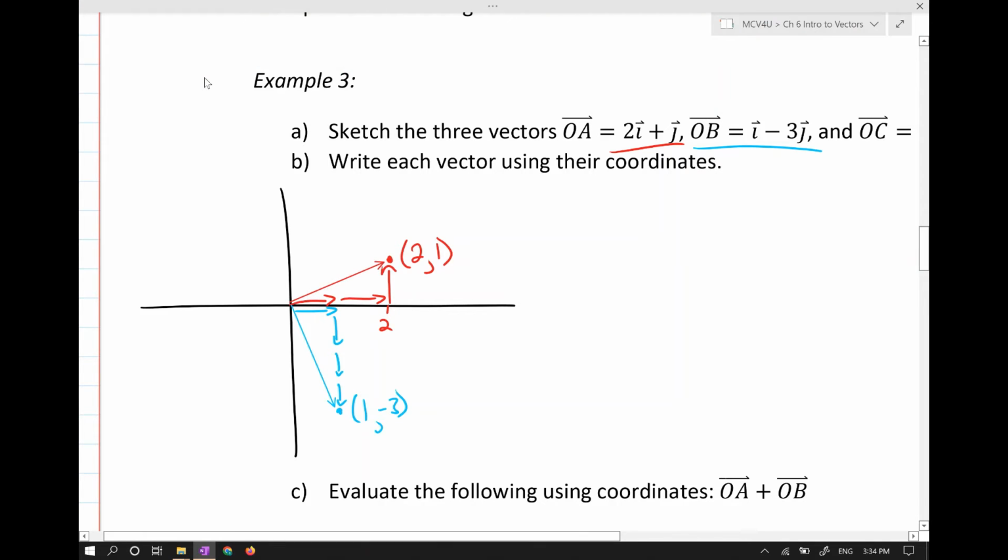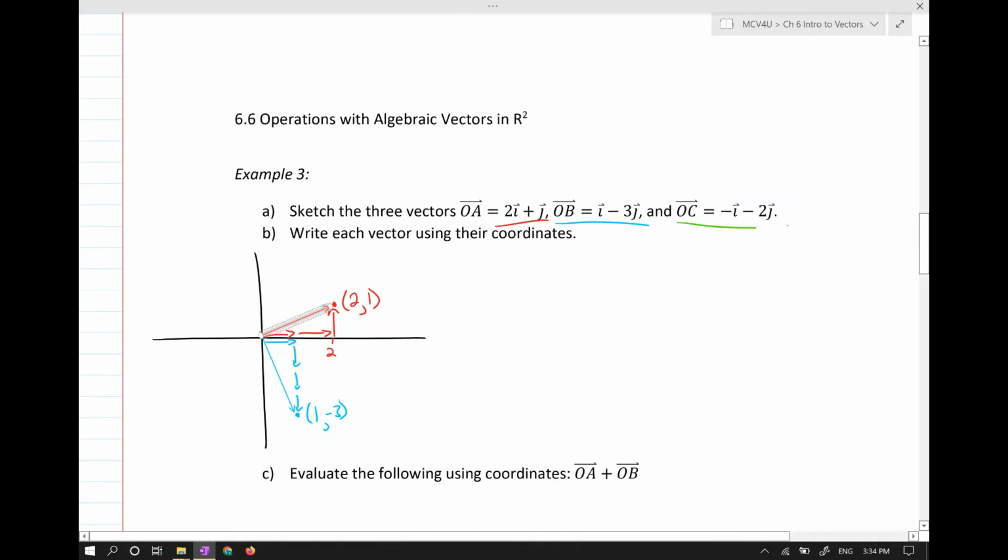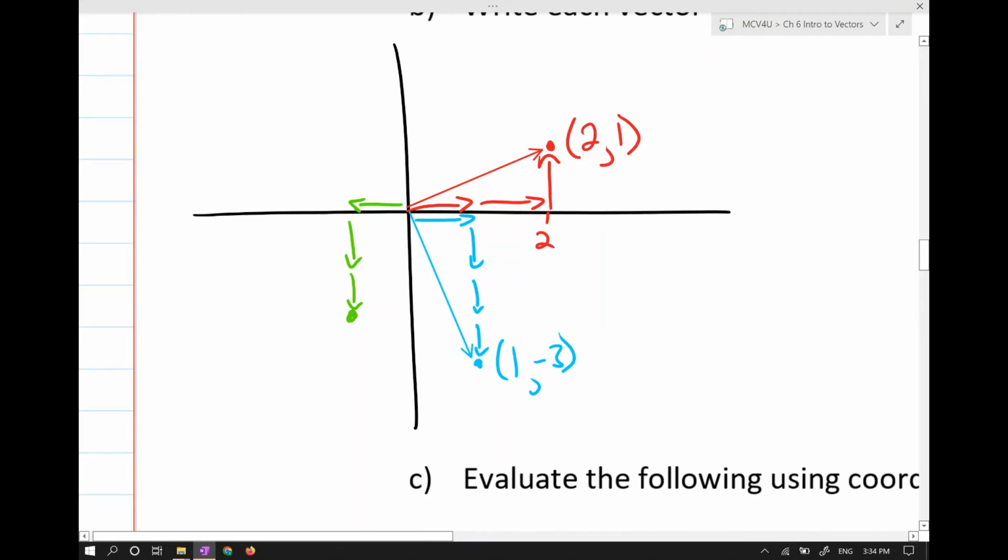Fantastic. Now let's sketch OC as well. We're working with -i, so I need to go 1 horizontal unit vector in the negative direction, minus 2j. All right, so left 1, down 2. I'm working right here. My coordinates are (-1, -2).